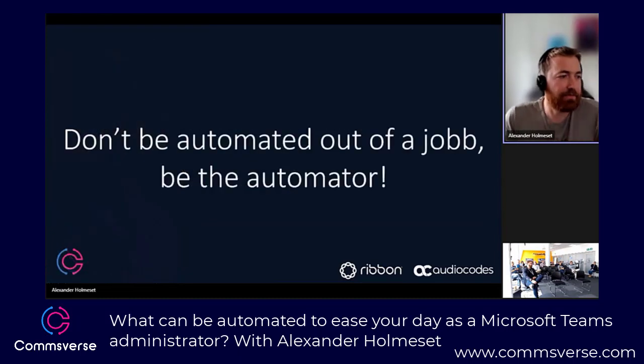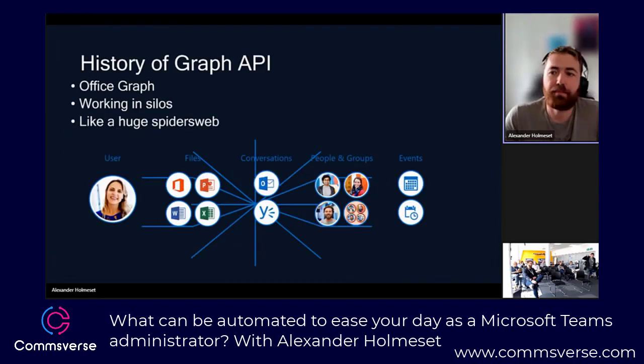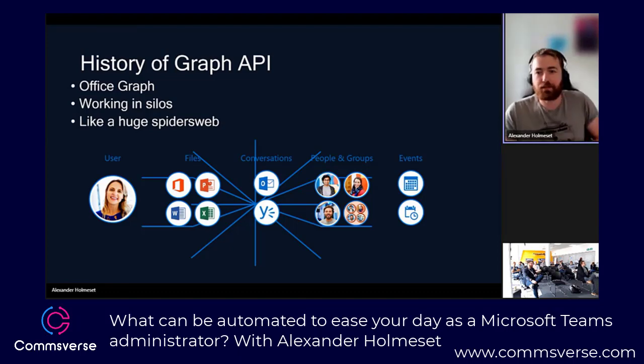So I'd like to start off the session with a little quote. Don't be automated out of a job, be the automator. And automation becomes more and more important these days. Before looking at how to automate stuff in Teams, part of my automation routines is Graph API. So I'm going to give you a crash course in how to use the Graph API so you can automate stuff in Teams. And a little history on where the Graph started.